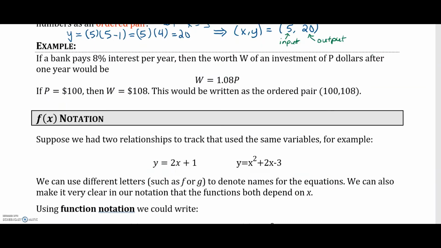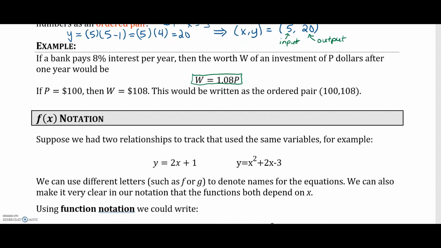So for example, if a bank pays 8% interest per year, then the worth, which can be expressed by the variable w, of an investment of p dollars after 1 year would be w is equal to 1.08 times p. So to calculate the worth for any initial investment p after 1 year, we can use this equation. If p is equal to $100, then w is equal to 108. So in other words, if we initially invest $100, we will have $108 after 1 year.